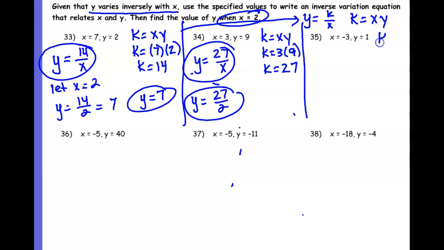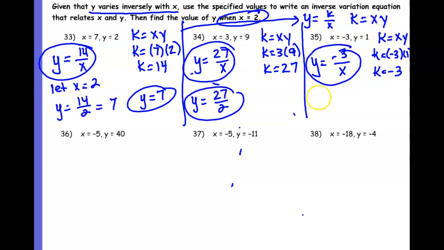Our k is equal to our x times y here. So now we've got our k is negative 3 times 1. So our k is negative 3. So our equation is y is equal to negative 3 divided by x. There's our inverse variation. And when we plug in 2, our y is going to be equal to negative 3 halves.